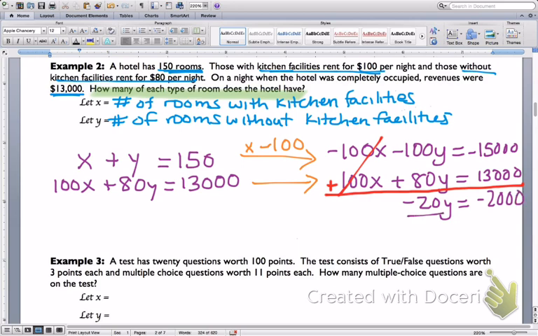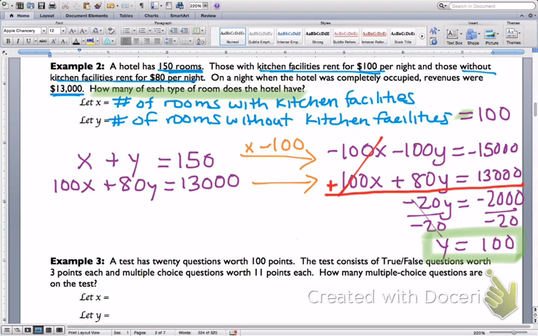I'm going to go ahead and divide both sides by negative 20. Y equals, the 20's cancel. 20 goes into 2,000 100 times. So we get our answer for Y, which represents the number of rooms without kitchen facilities. So this is equal to 100 rooms that have no kitchen facilities.